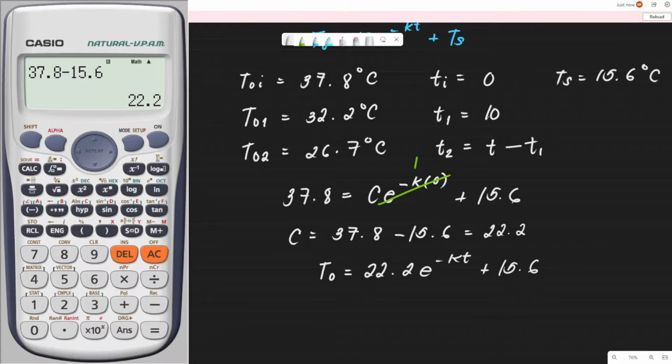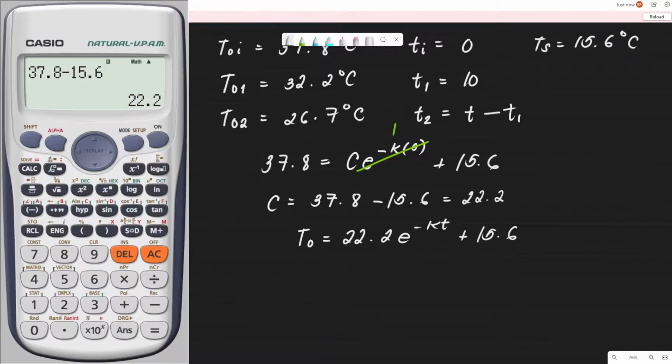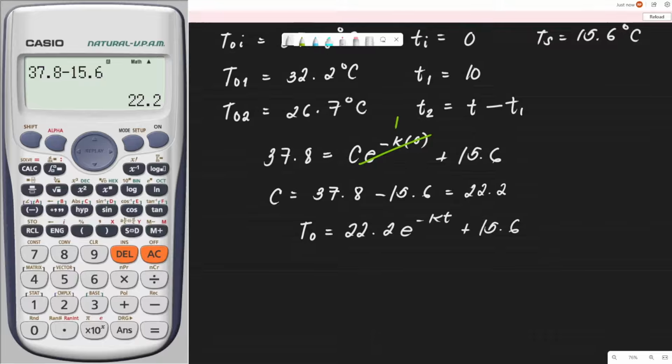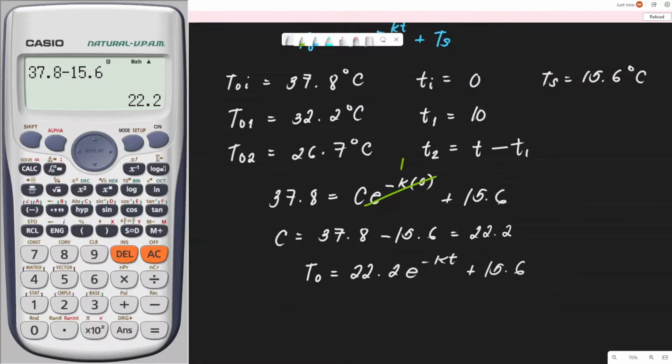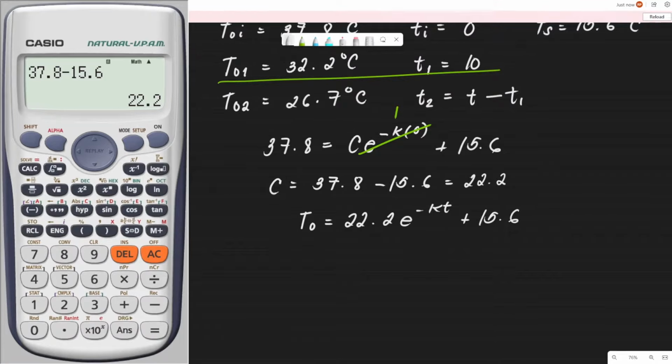15.6. Okay, so next, we need to find the value of K, yung ating rate, yung gaano kabilis nag-change yung temperature in an instant of time. So gagamitin na natin tong pangalawa. So we'll have 32.2 is equal to 22.2 e raised to negative K times 10, di ba? So, plus 15.6.